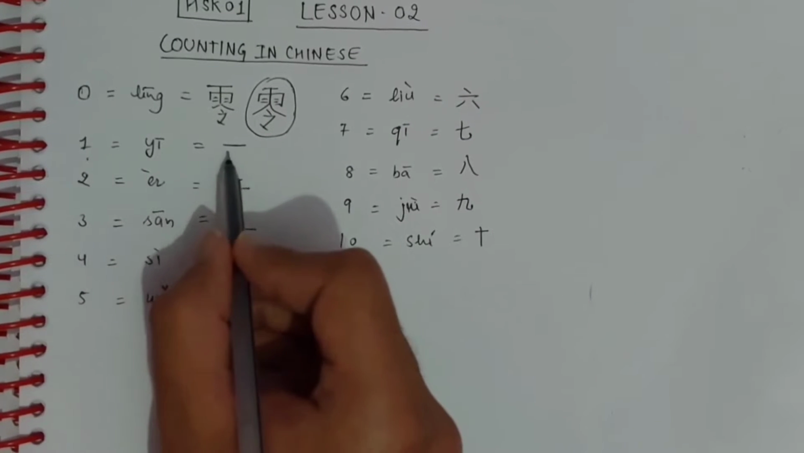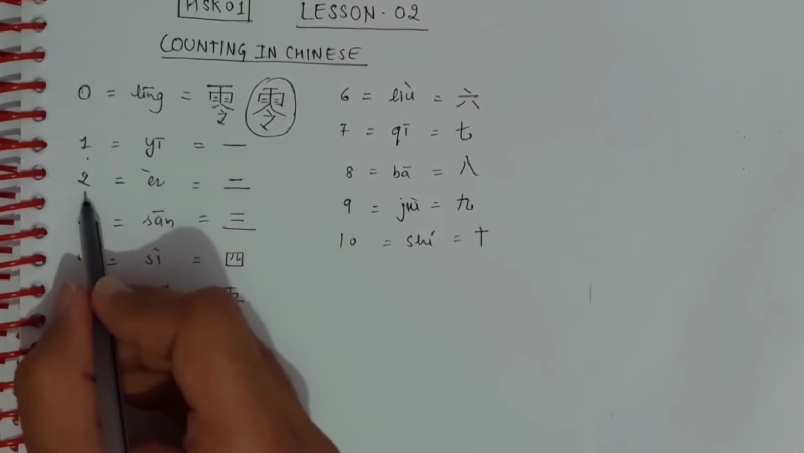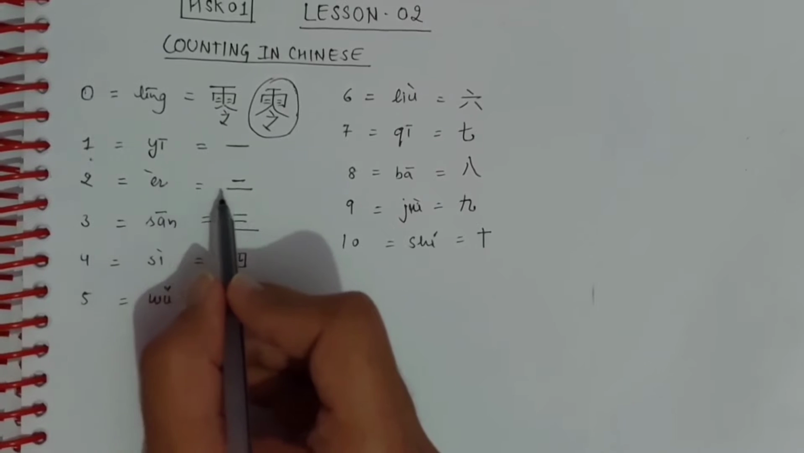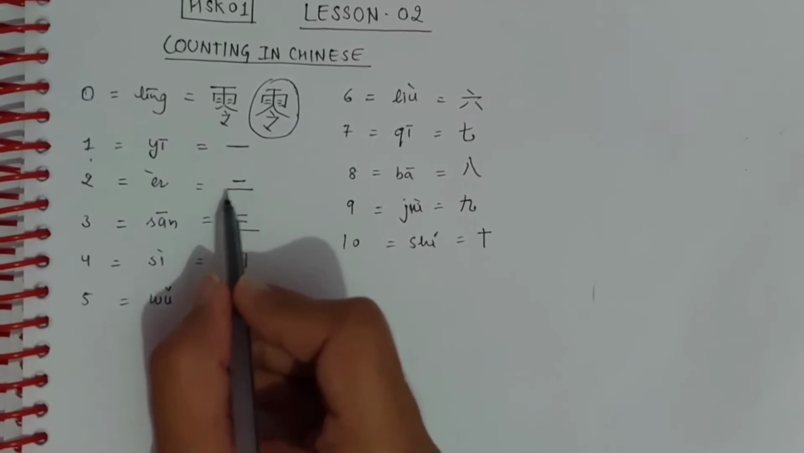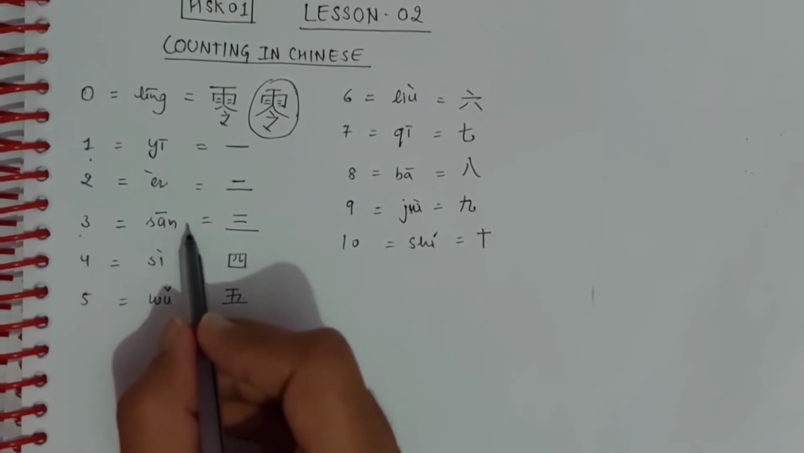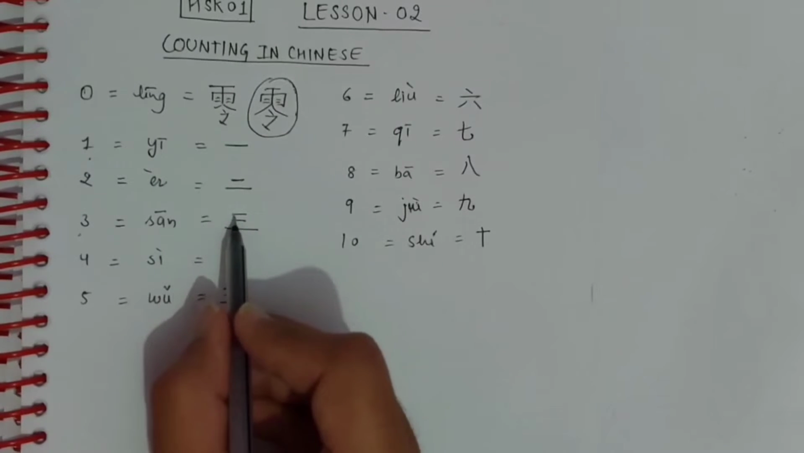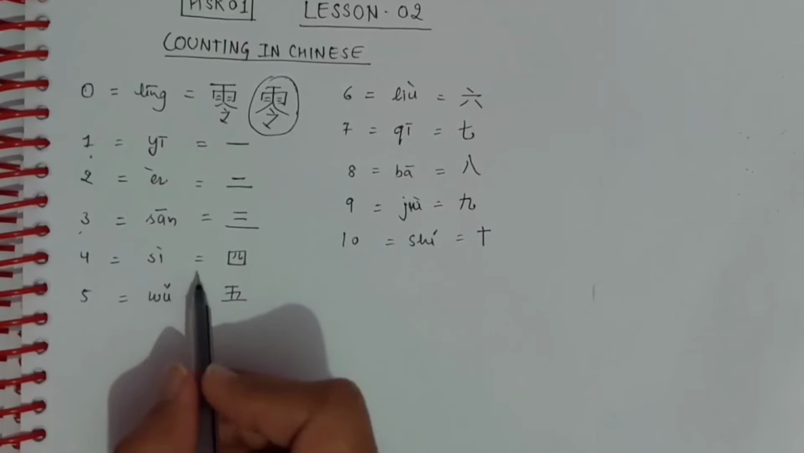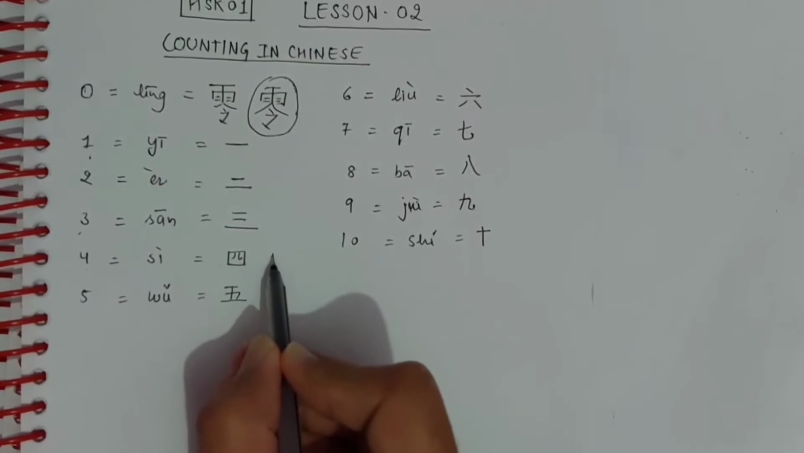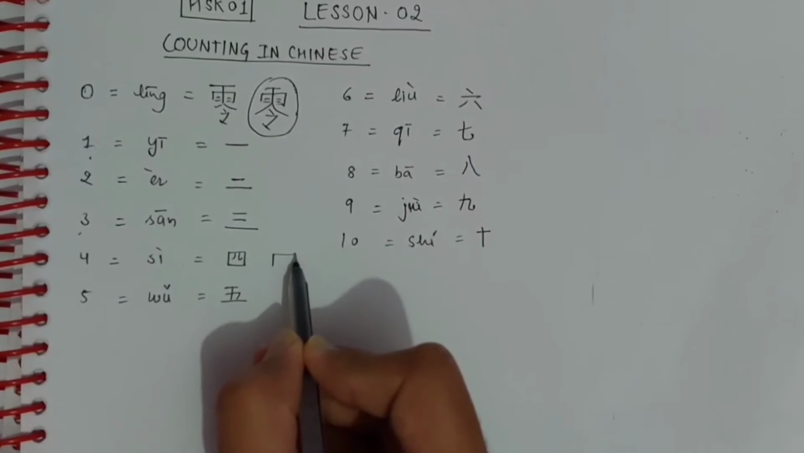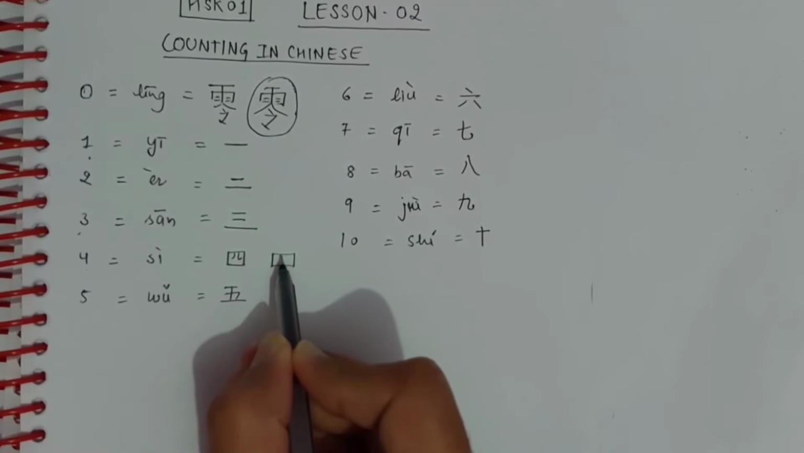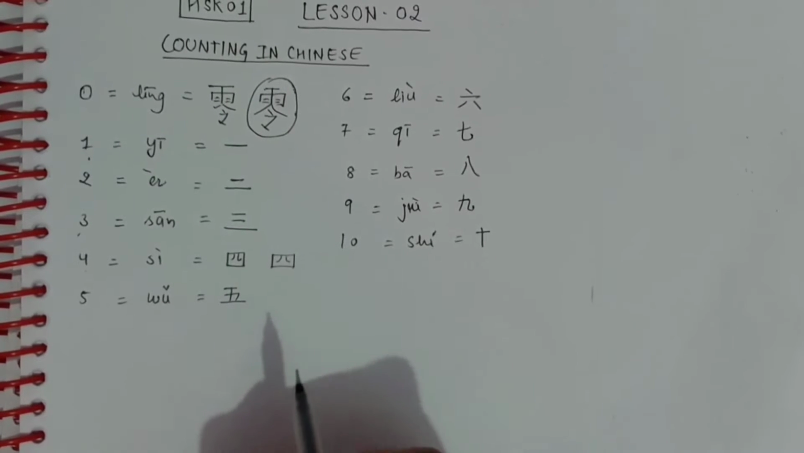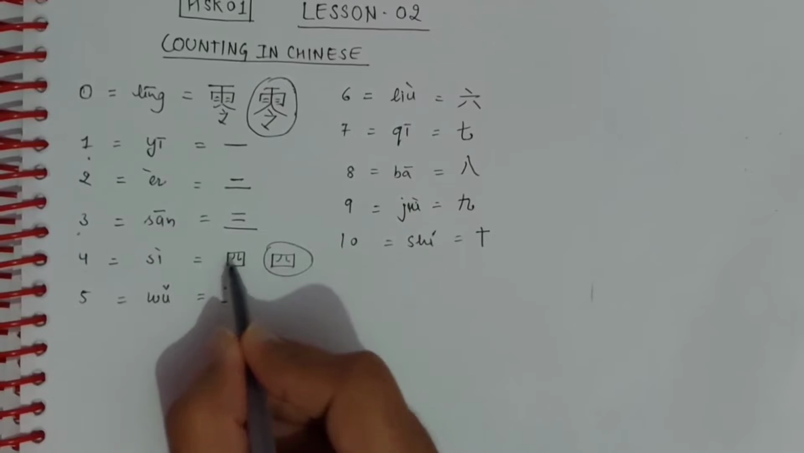1 is yi, a single line from left to right. 2 is er, 2 lines from left to right. 3 is san, 3 lines from left to right. 4 is si, make a box first from top to bottom, left to right, top to bottom, left to right, then this curved line, then this curved line. This means 4 or si.